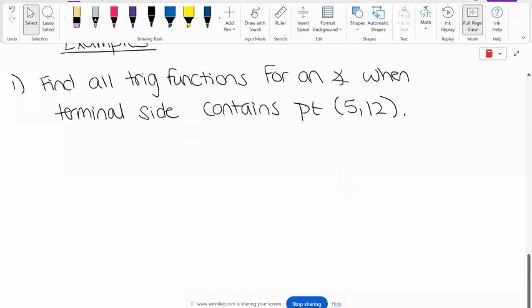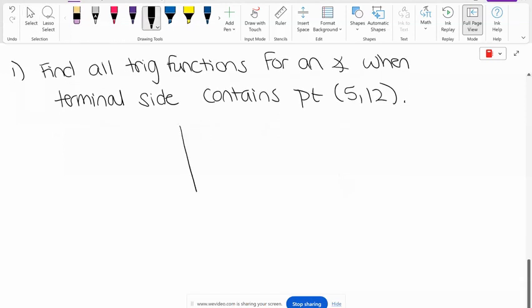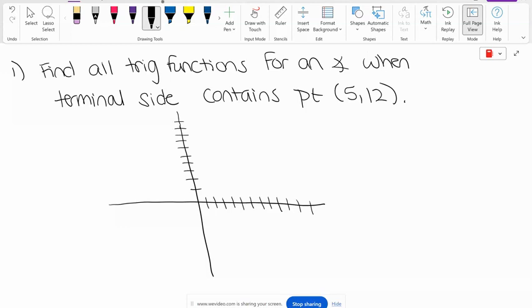Okay, so first thing we're going to do is get a diagram going. Find all trig functions for an angle whose terminal side contains the point (5, 12). First thing I'm going to do is plot the point (5, 12). So I'm going over 5 on my x and up to 12 on my y. So here's the point (5, 12).